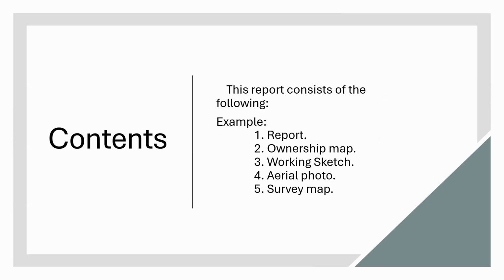All right. So after we've defined our purpose, we get to spell out what the contents of our report are. A quick example of that, you can say, hey, this report contains a report, an ownership map, a working sketch, an aerial photo, and a survey map. So what you're looking at there with all these things is your table of contents. These are the things included within my report. Now, mostly what we're talking about here is just number one, the report itself. But at the end of that report, that's where you'll see those additional pieces of information, those products essentially that were created throughout this job.